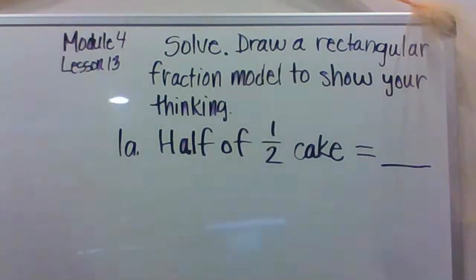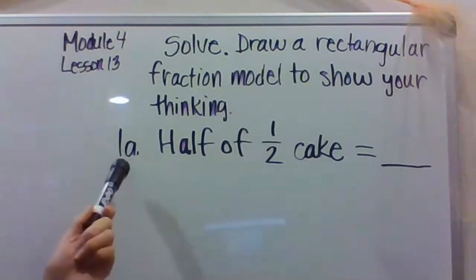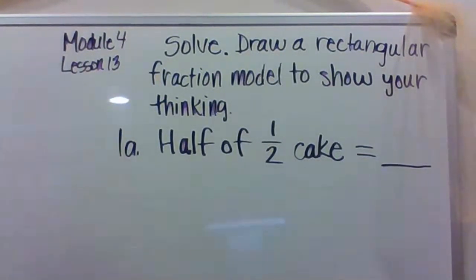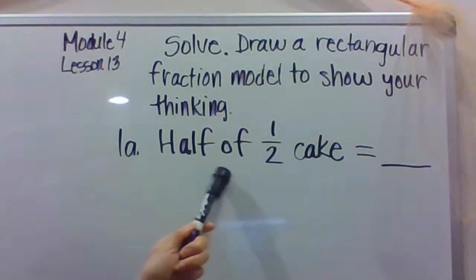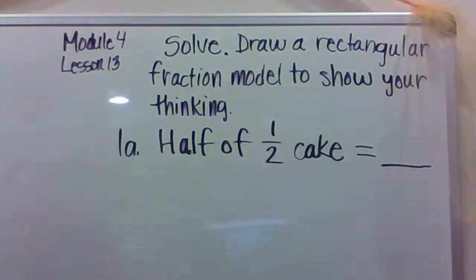Okay, so the directions, this is coming from the homework. So this is homework 1A. The directions will say solve. Draw a rectangular fraction model to show your thinking. So our first question is, what is half of a cake?